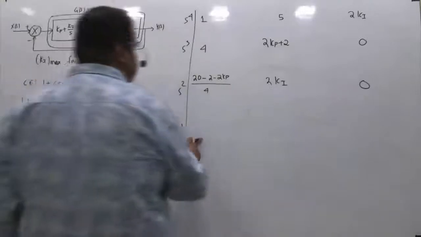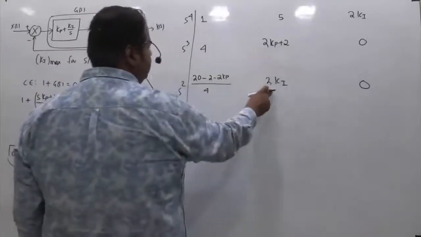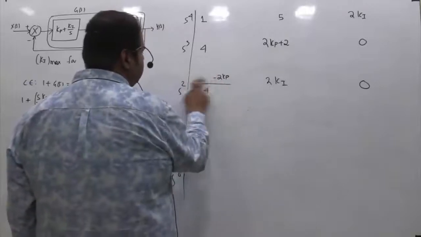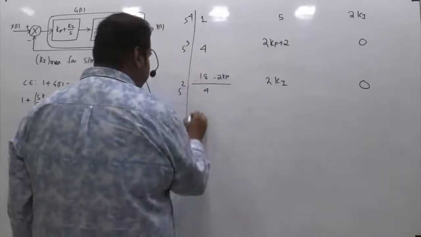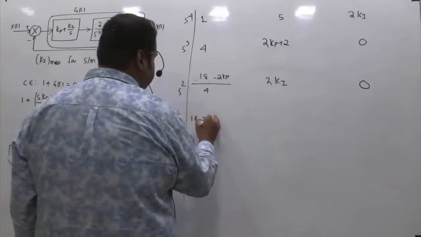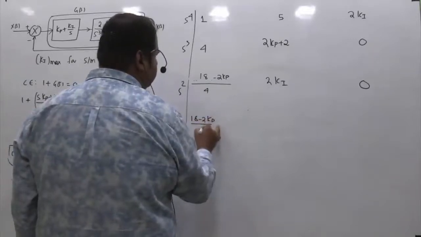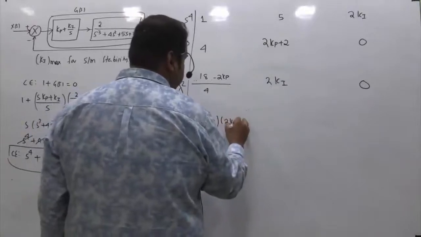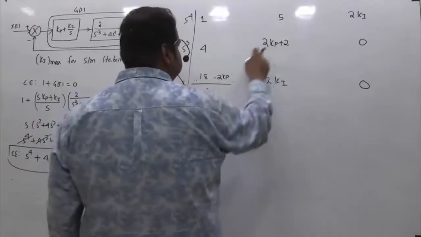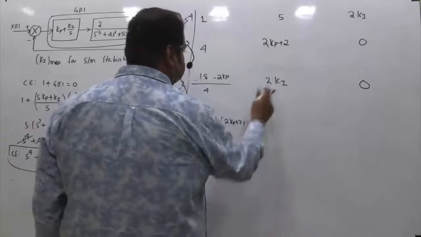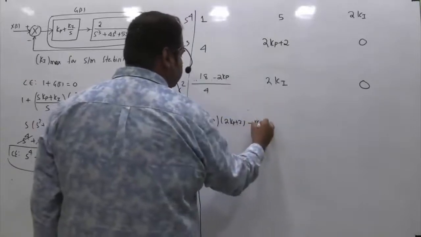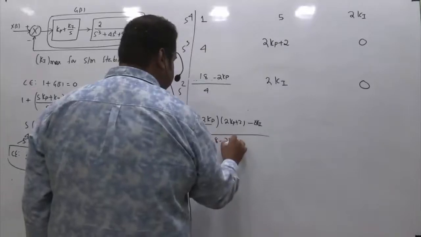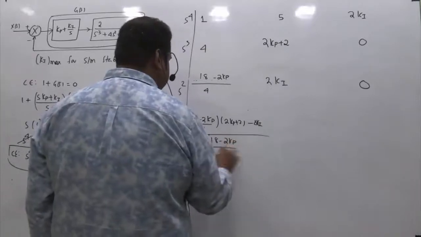Now what will you get here? This into this minus this into this divided by this. That is 20 minus 2, I can write this as 18, okay? So you will get here (18 minus 2 Kp) divided by 4, into (2 Kp plus 2). This into this minus this into this, 8 Ki, divided by (18 minus 2 Kp) divided by 4.